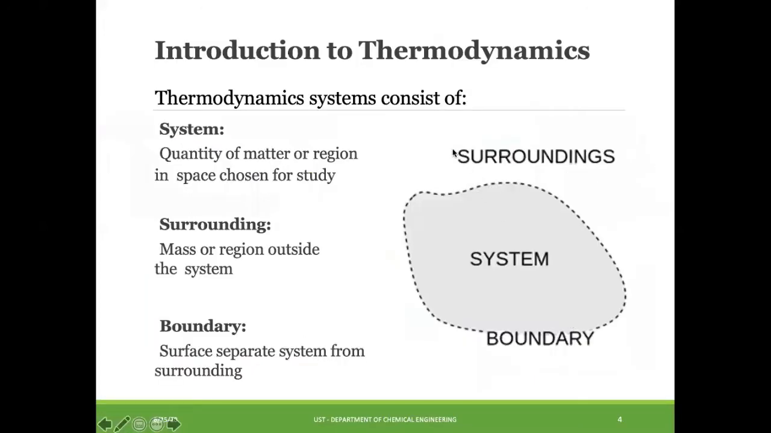To give you an idea on thermodynamics, when we say a thermodynamic system, this consists of a system. So what is a system? This is the part of the universe in which we have special interest, a quantity of matter or region in space chosen for study. What about surroundings? Surroundings is the mass or region outside the system. And a boundary is a surface that separates the system from the surroundings.